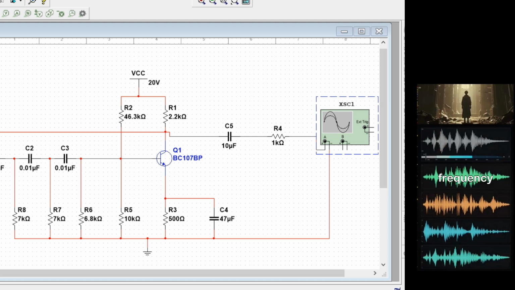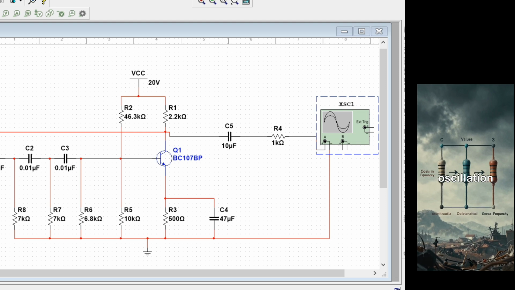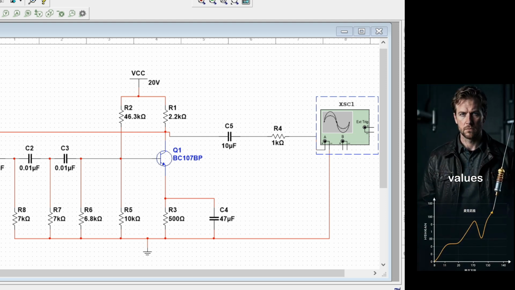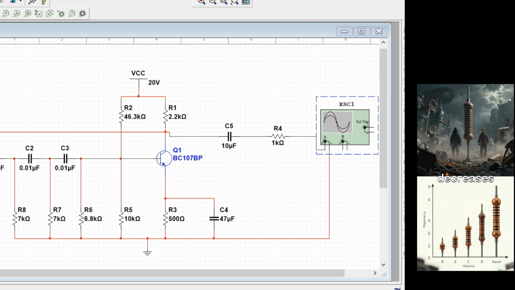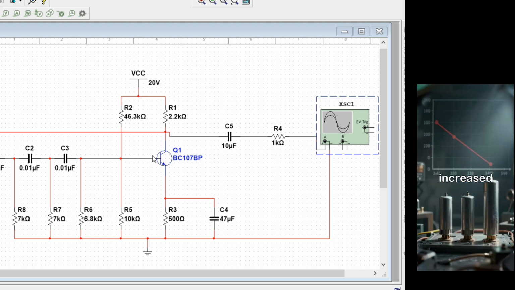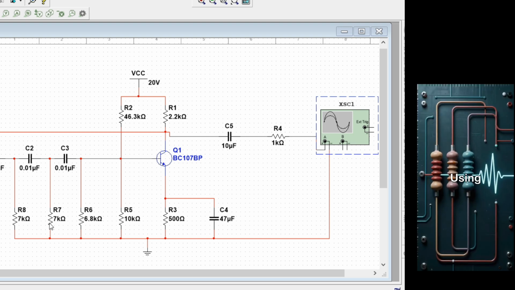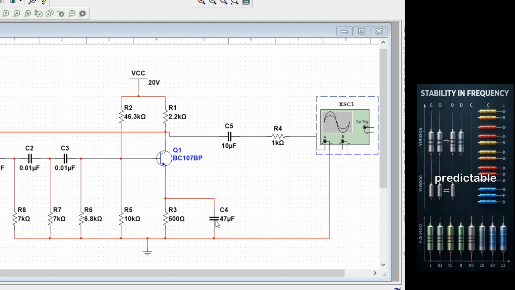Now let us understand the frequency. The frequency of oscillation depends on the resistor and capacitor values used in the feedback network. If the resistor values are increased, the frequency decreases. If the capacitor values are increased, the frequency also decreases. Using equal values makes the frequency stable and predictable.